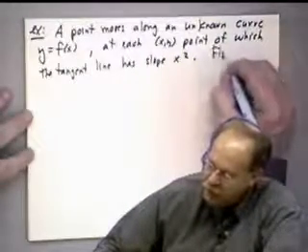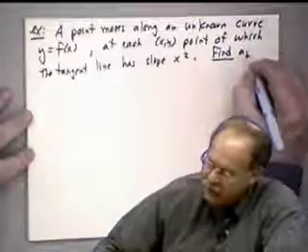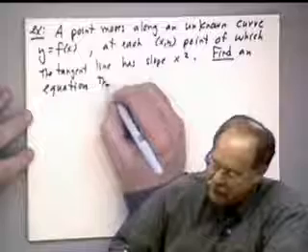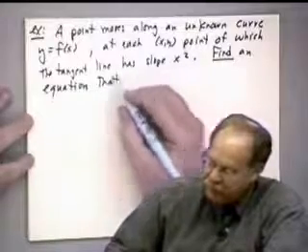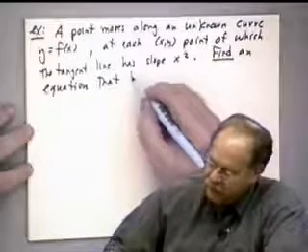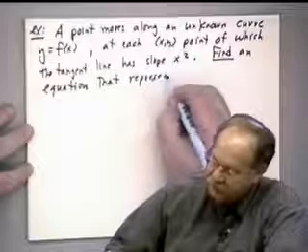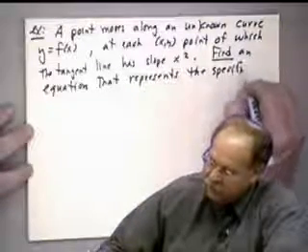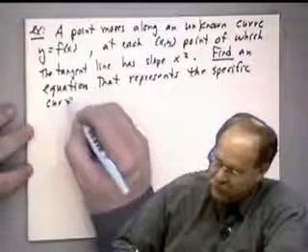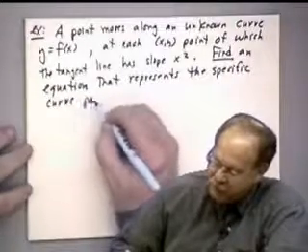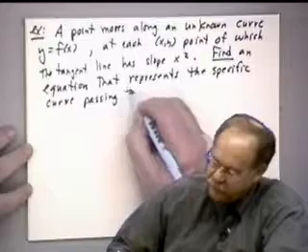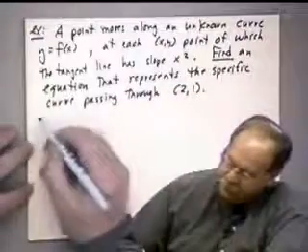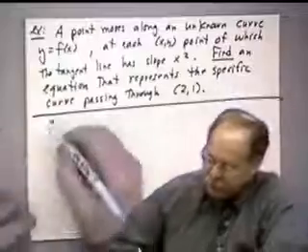What we want to do here is find an equation that stands for the specific curve, that represents the specific curve that happens to pass through this specific point, 2, 1.